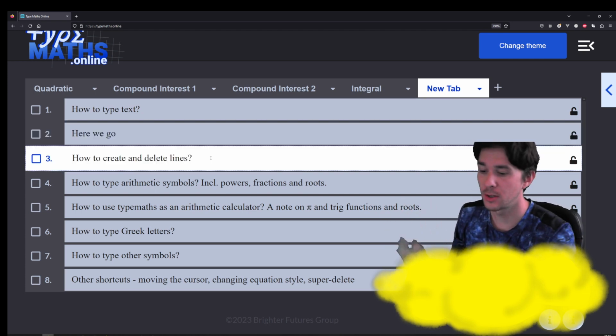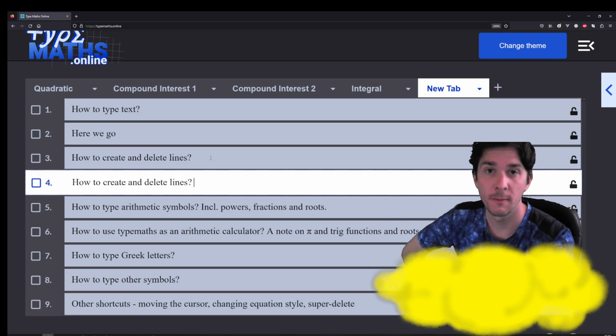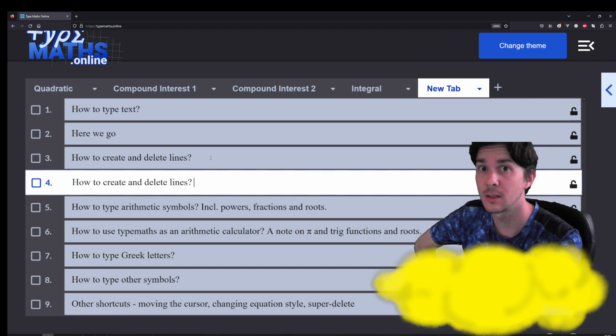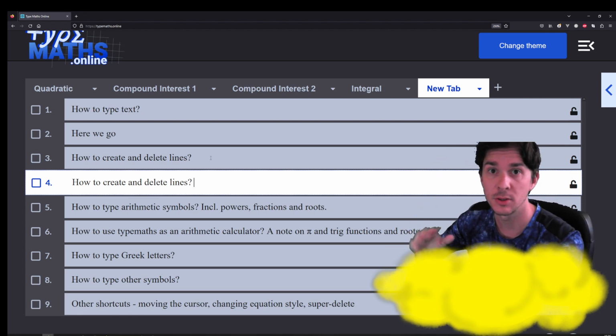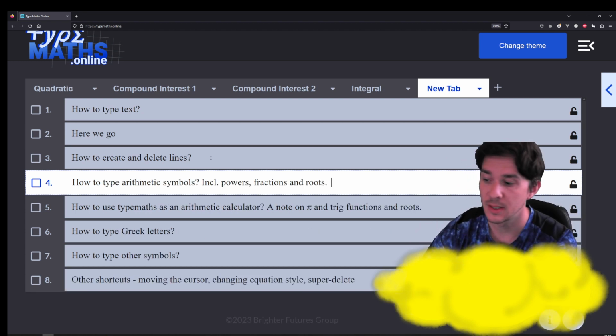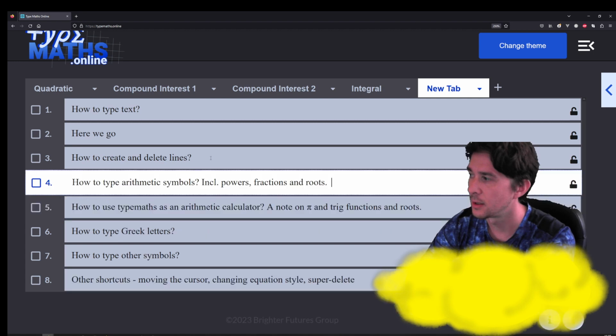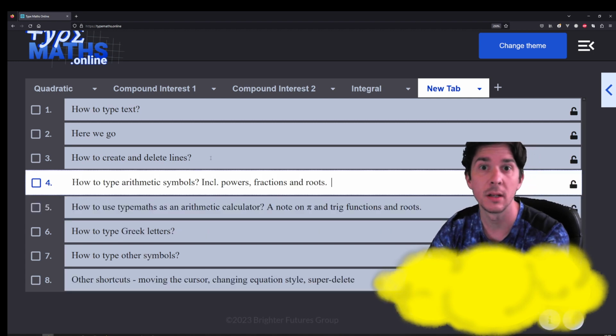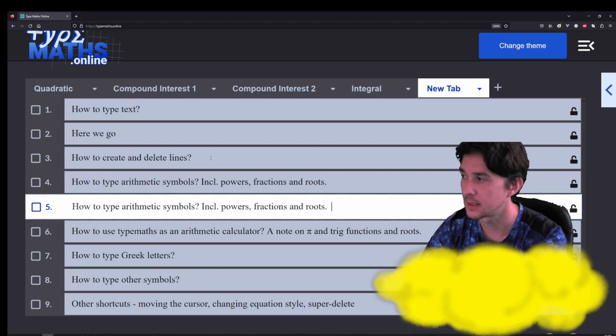Moving on. To create a new line, press enter. One of my favorite qualities about this site is when you make a new line, it copies down all the text from the line above, and you're gonna see why that's so handy in just a minute. If you wanna delete a line, you press escape. Easy as that. We have also added Control Z, so if you delete a line by accident, you can get it back.